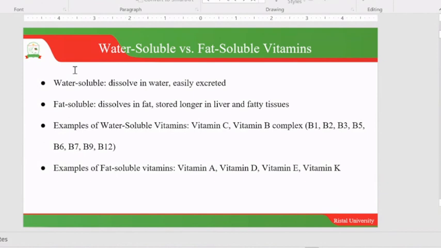For the examples of the water-soluble vitamins, we have all the B group vitamins, or what we call the vitamin B complex, from vitamin B1 to vitamin B12, and also the niacin, the vitamin C.